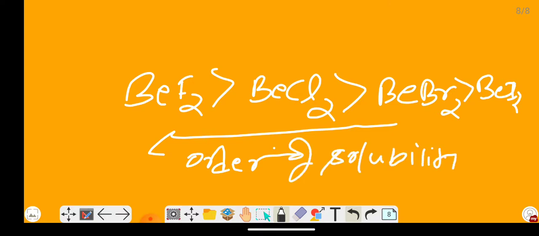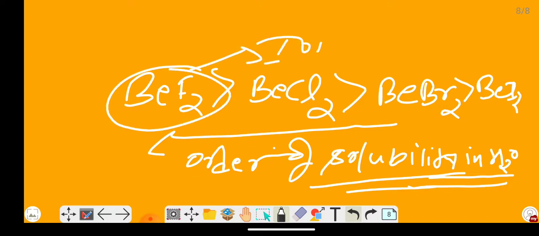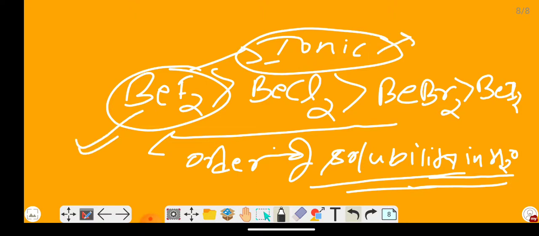in H2O, because H2O will solubilize the ionic compound more. The ionic compound will be more easily soluble in H2O. So this is the order of solubility.